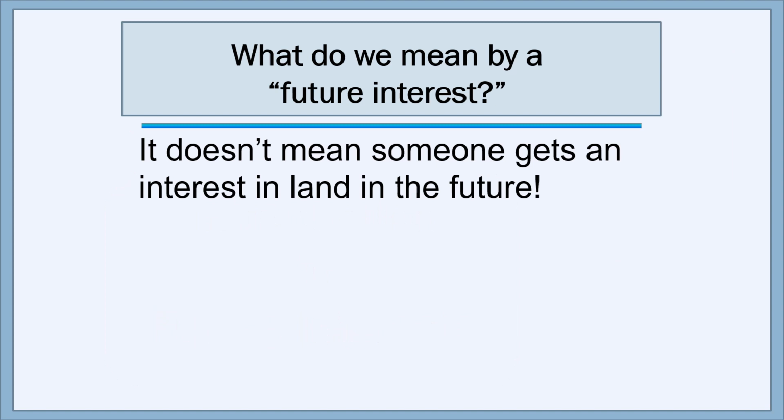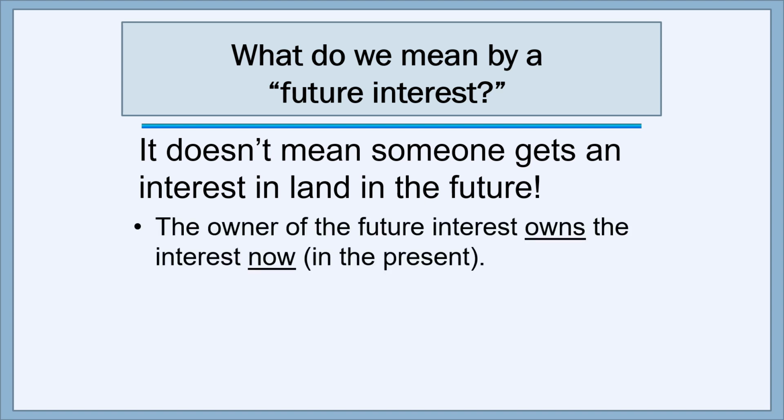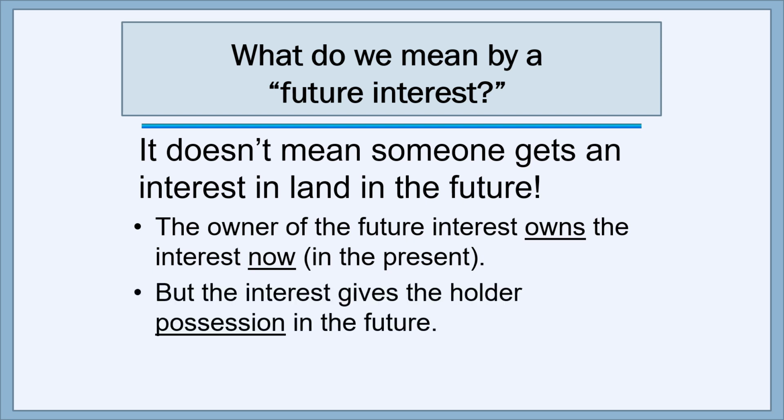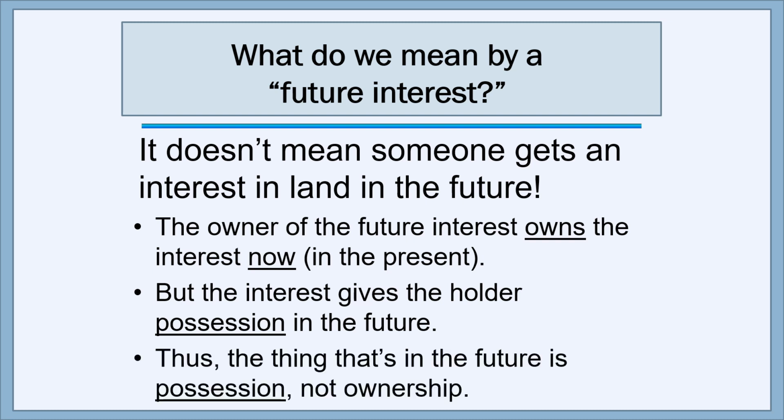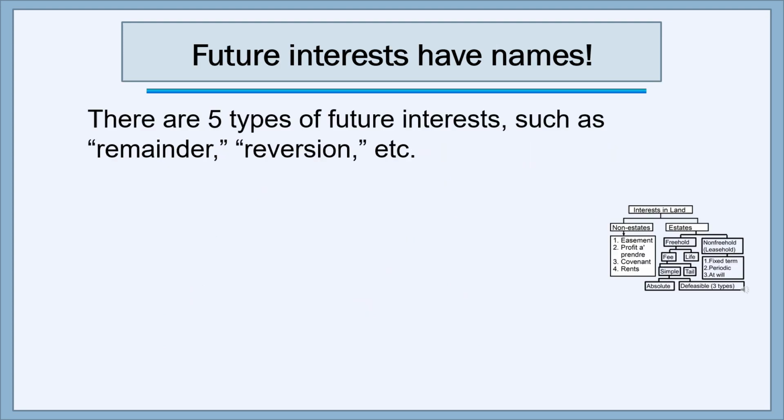So we need to begin by asking what we mean by a future interest. Despite the term, it doesn't mean that someone is getting an interest in land in the future. No, if you have a future interest, you own the interest in the land right now, in the present. But the interest gives you possession of the land, not today, but at some time in the future. So the thing that's in the future, when you have a future interest, is possession and not ownership.